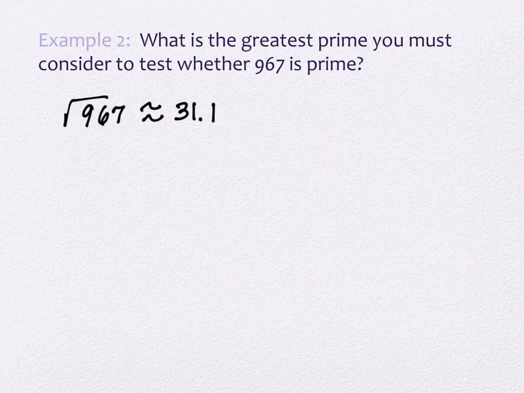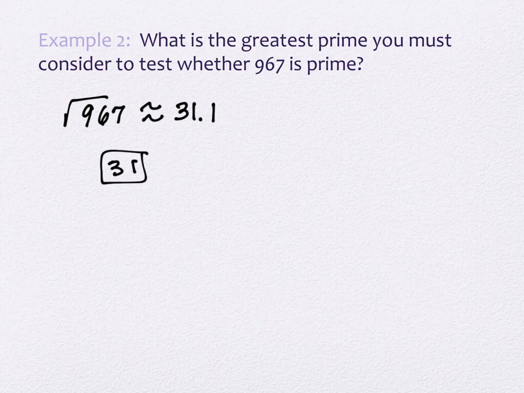The question asks, what's the biggest prime number I'd have to test? Well, I mean, we could write all the prime numbers out till we get there, but this one just asks for the biggest one. So what's the biggest prime number that I would have to test to see if it works? 31, right? 31 is prime. So the answer would be 31 here.